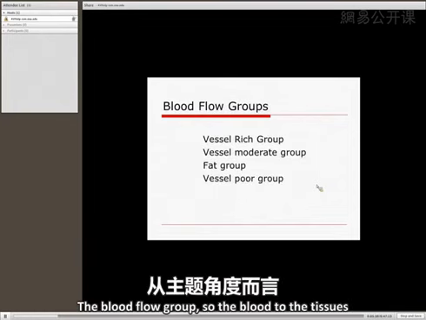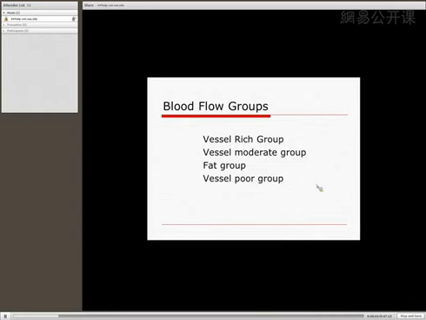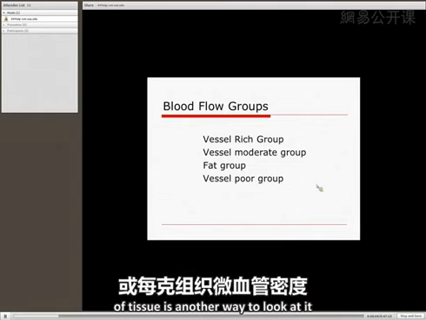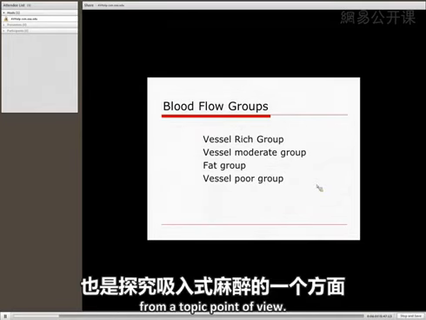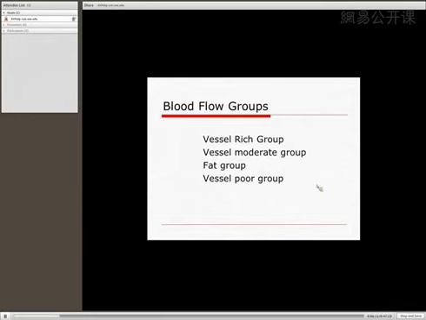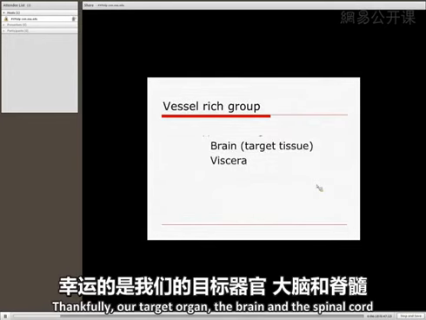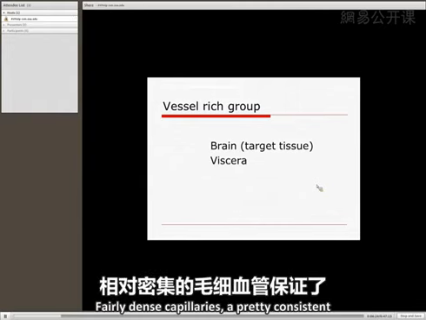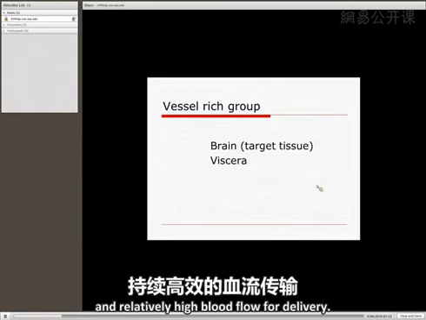The blood flow groups, or the blood flow to the tissues, or the density of capillaries per gram of tissue, is another way to look at it from an anatomic point of view. There are basically four groups in the body. One's the vessel-rich group, the vessel-moderate group, the fat group, and the vessel-poor group. Thankfully, our target organ, the brain and the spinal cord, is in the vessel-rich group. Fairly dense capillaries, a pretty consistent and relatively high blood flow for delivery.